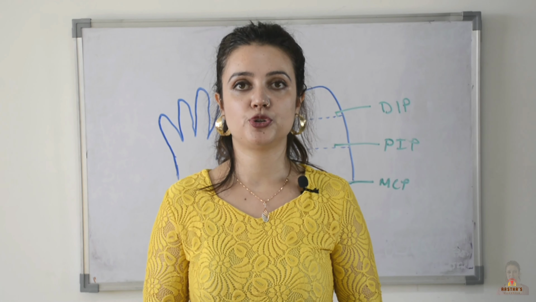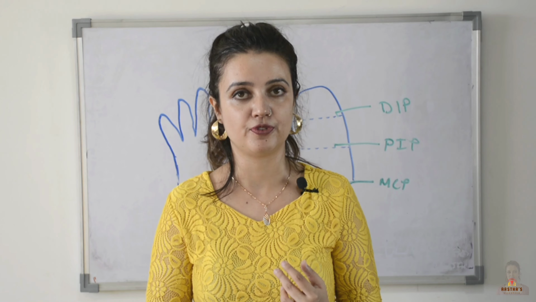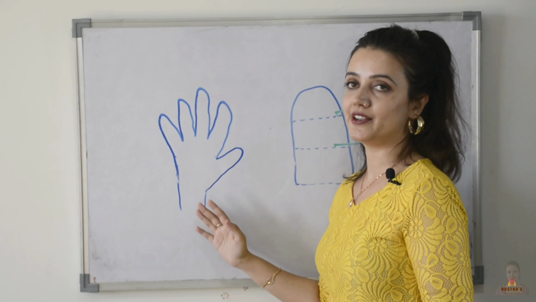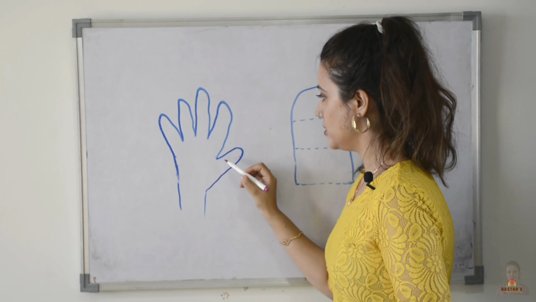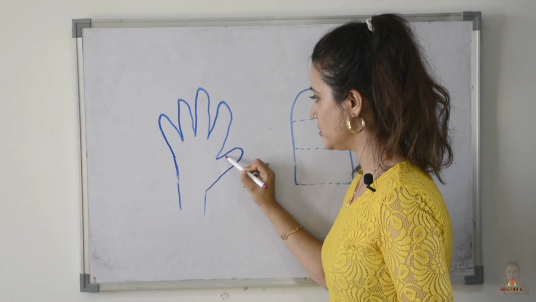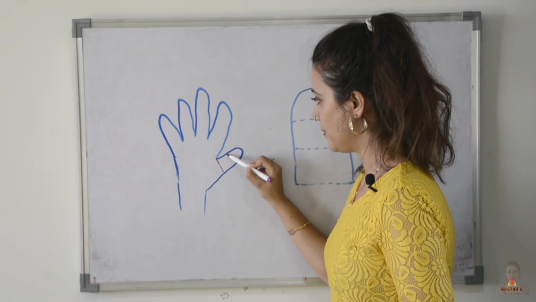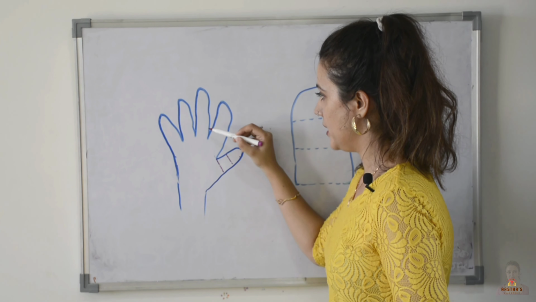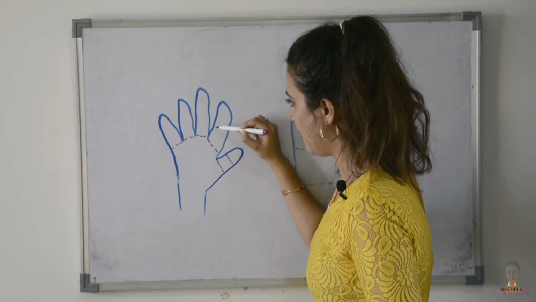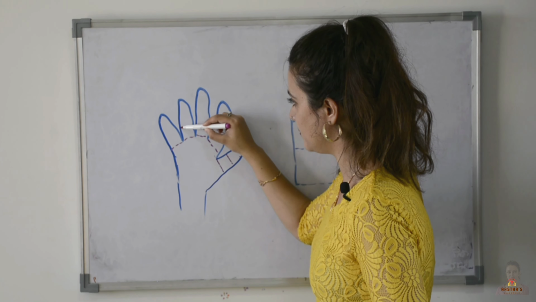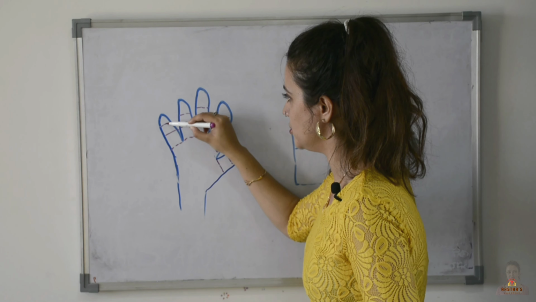Now let me demonstrate to you the insertion of flexor digitorum superficialis and flexor digitorum profundus in the diagram. So this is the diagram of the hand where this is the thumb and this is the little finger. So in the thumb we have only 2 phalanges. So this is the MCP joint, metacarpophalangeal joint, and we have one joint that is the IP joint. In the other 4 fingers we have MCP, we have PIP, that is proximal interphalangeal joint, and DIP, that is distal interphalangeal joint.